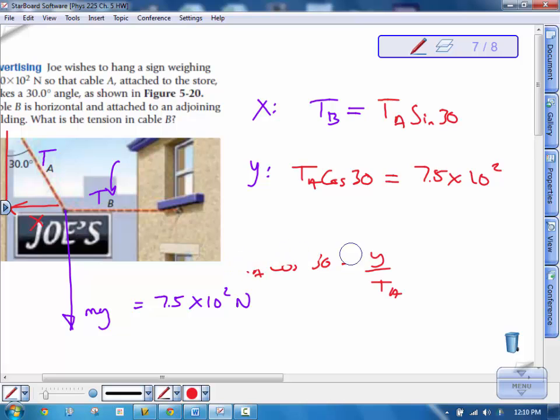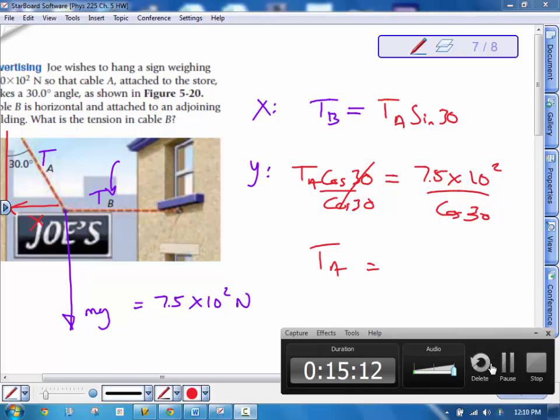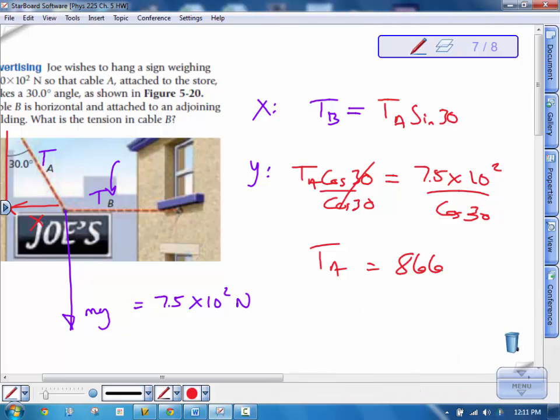So I'm going to solve for T sub A from this equation right here. I guess I didn't need a system after all. I will have the tension in cable A equals 866.03 newtons. And they actually wanted the tension in cable B though, so I'm going to have to multiply that by the sine of 30 to get the tension in cable B. Tension in cable B is 433.